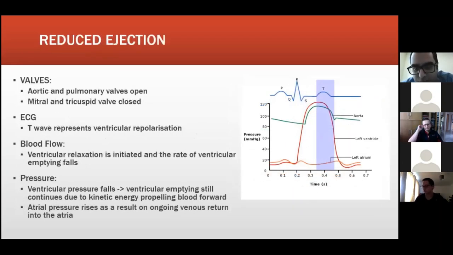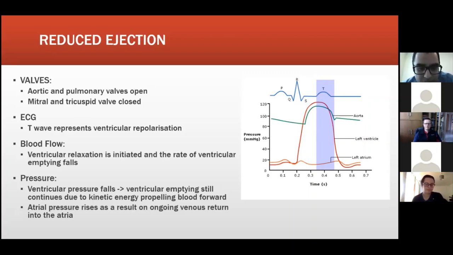Reduced ejection, so moving on to the next phase, is reflected in the ECG on the T wave, which shows us the ventricular repolarization. During this phase, the aortic and pulmonary valves are still open, and the mitral and tricuspid valves are closed. However, ventricular relaxation starts to occur, and the rate of ventricular emptying begins to fall, and you can see the pressure both within the left ventricle and the aorta go downwards.